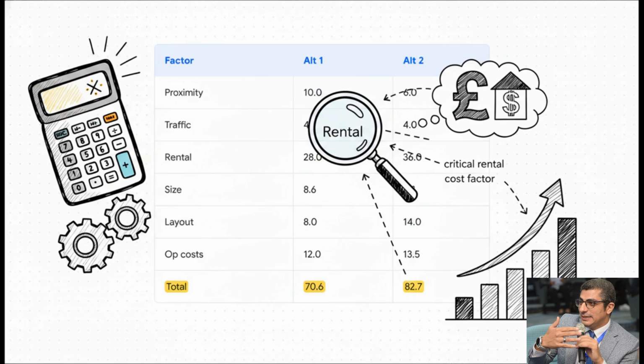Let's put Step 5 into action. We simply multiply each score by its assigned weight to get these final weighted scores. Look at that critical rental cost factor for Alternative 1. A weight of 0.40 multiplied by a score of 70 gives us 28.0. We do this exact same thing all the way down the column and then sum them up at the very bottom. Alternative 1 gives us a total of 70.6. Alternative 2 gives us a total of 82.7.